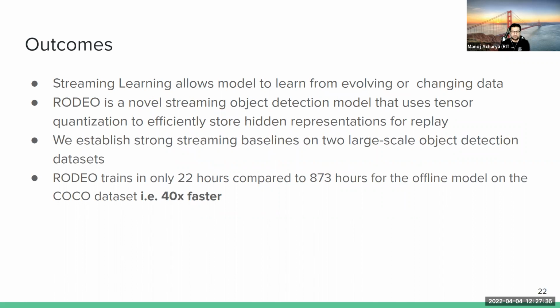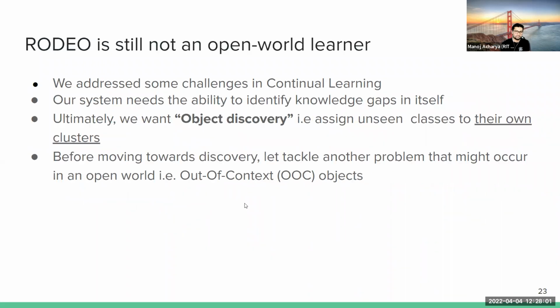So the outcomes were really that streaming learning models allow us to learn from evolving or changing data. And in RODEO, we pioneer a novel streaming object detection model that uses tensor quantization to store hidden representations during replay. We established strong baselines for two large-scale object detection datasets. And not only that, our model is very efficient. We are 40 times faster compared to an offline model on the COCO dataset.